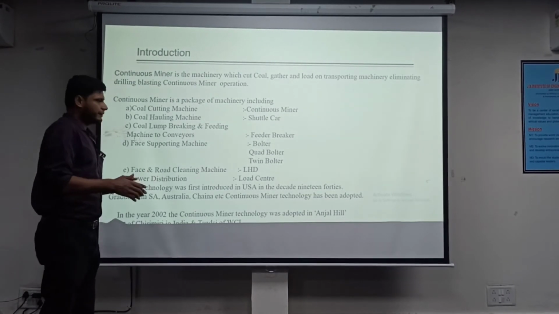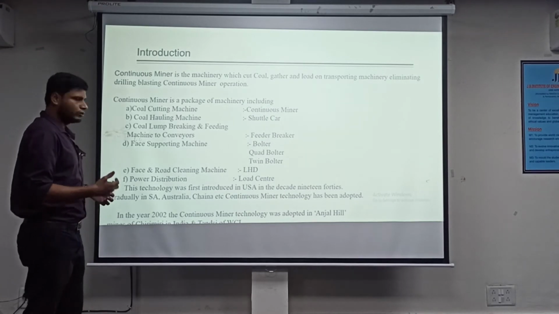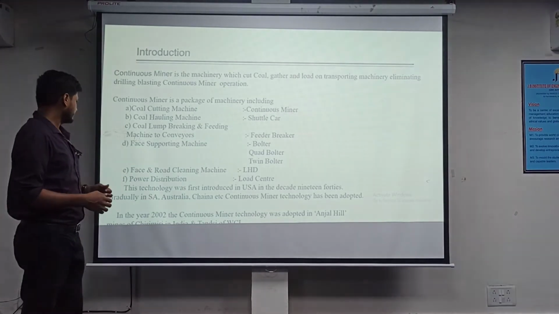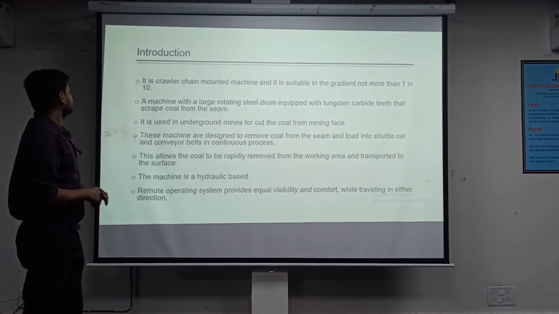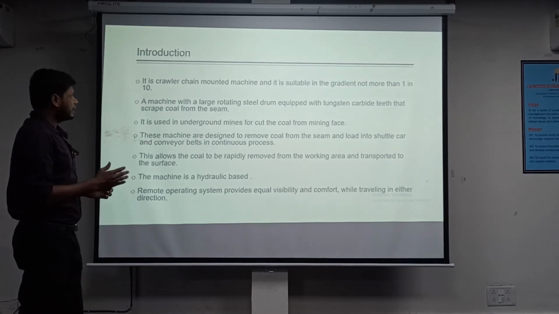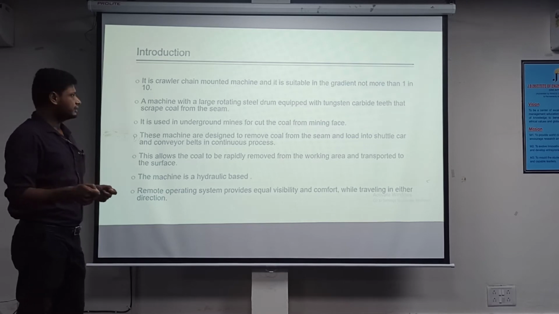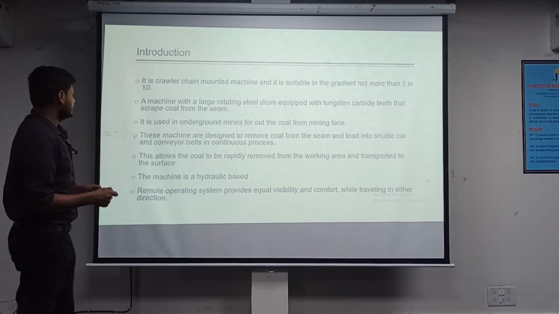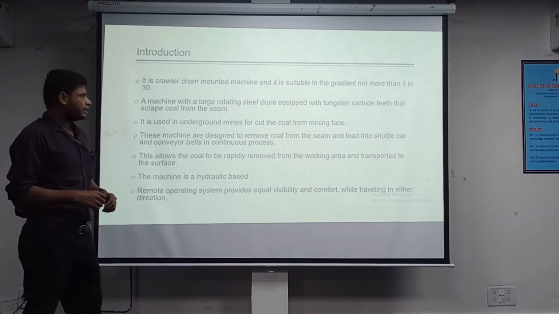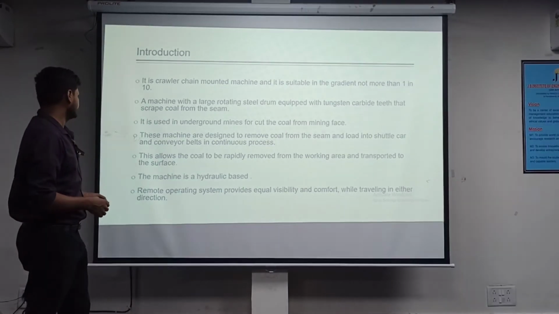A continuous miner is a package of machinery like a coal cutting machine, coal hauling machine, coal lumping and packing, and face supporting machine. This machine also has a large rotating steel drum made of tungsten steel, which cuts the coal, and the coal is transported through the gathering arms and then transferred to other transportation machines.